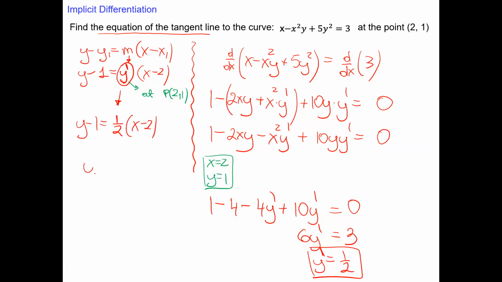So y minus 1 equals 1/2 times x minus 2. That means the equation is 1/2 x, 1/2 times negative 2 is negative 1, and negative 1 actually is 0 when we add 1 to both sides. So y equals 1/2 x. That's the equation of the tangent line to the curve at the point (2, 1).